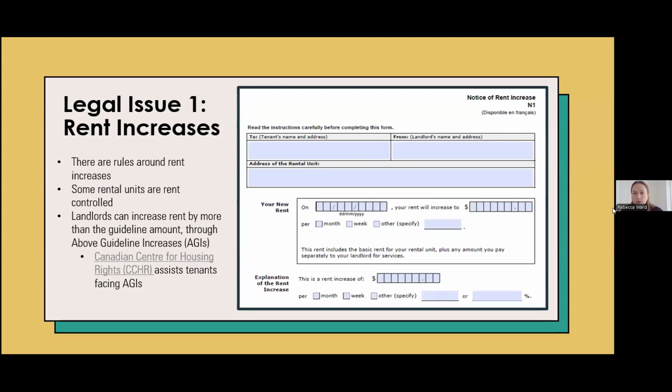Okay. So the first legal issue, like I mentioned, a super common question that a lot of folks come to our office asking about, is rent increases. There are basic rules around rent increases that maybe some folks in the room know. Maybe you're a renter also and you know what the rules are, but very simply, landlords are allowed to increase rent once every 12 months. They need to give a tenant 90 days' notice before increasing the rent.